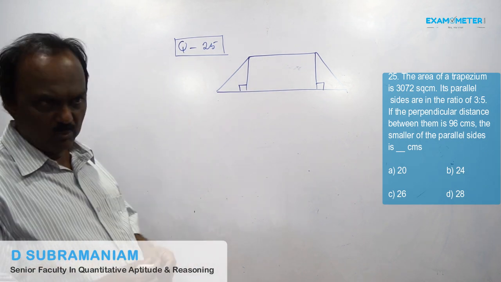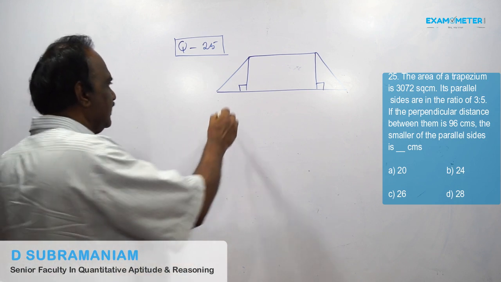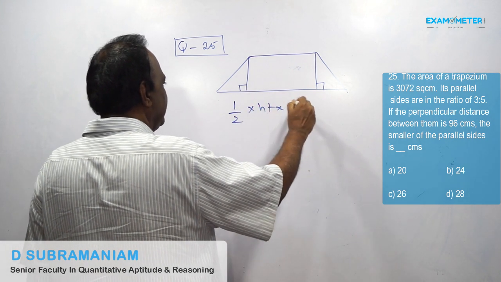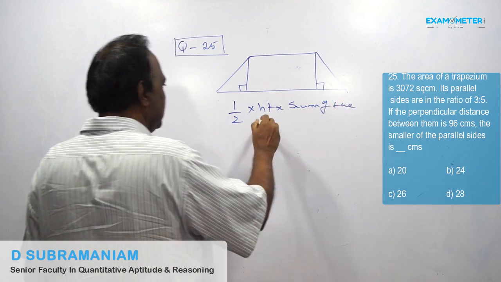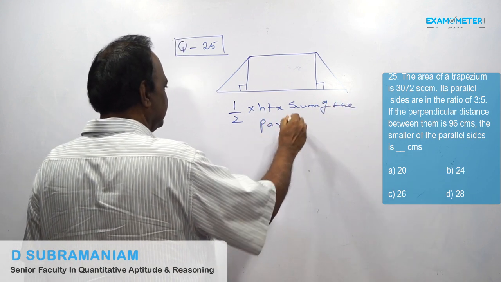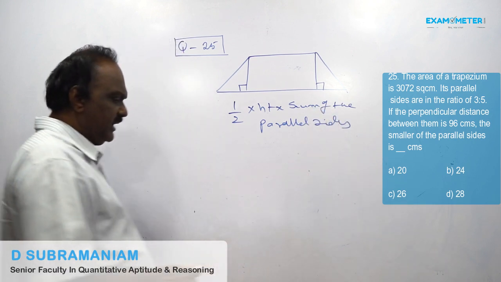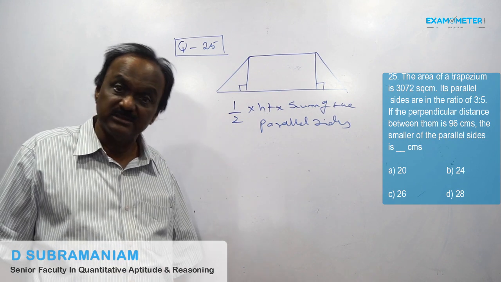Now write down the formula. Area of a trapezium is half into height into sum of the parallel sides.